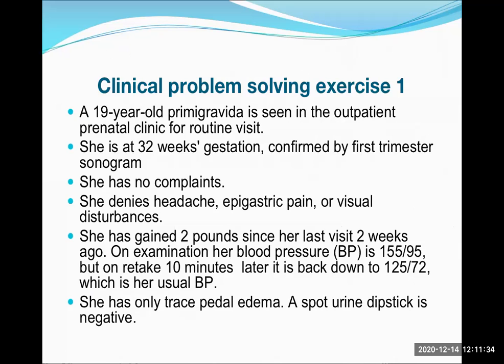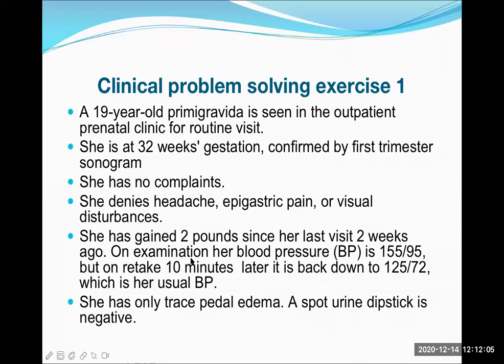So please pay attention. A 19-year-old prima gravida is seen in the outpatient prenatal clinic for a routine visit. She is at 32 weeks gestation, confirmed by first trimester sonogram. So it is fairly accurate, this 32 weeks gestation. She has no complaint. She denies headache, epigastric pain, or visual disturbance. So the severe symptoms are absent.